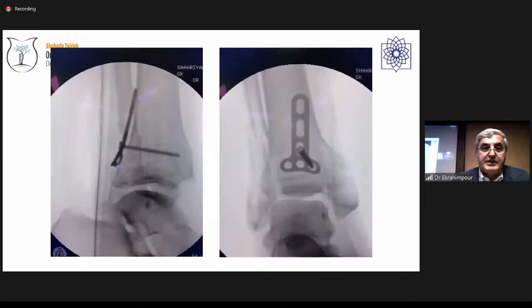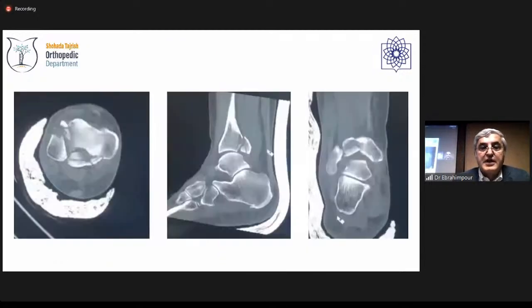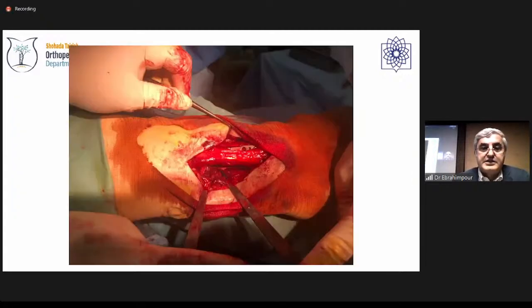This is an example. And for this fracture, as you see, we have an impaction in the middle of this. This impaction should be addressed very well. And this is another example.